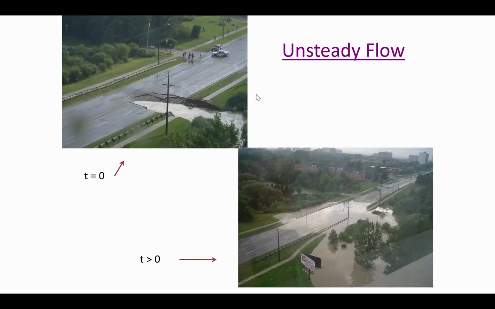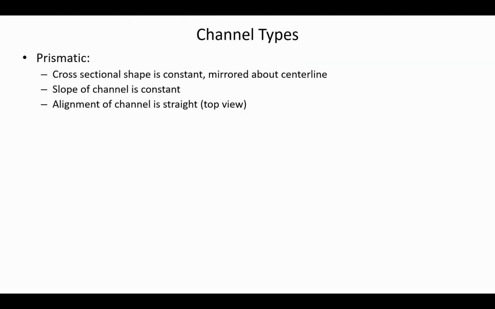It's also unsteady flow. The flow around that hydraulic structure is going to be very different when one of the piers supporting it collapses into the river. So the effective cross section would have changed. So these are different flow types: steady versus unsteady, uniform versus non-uniform.